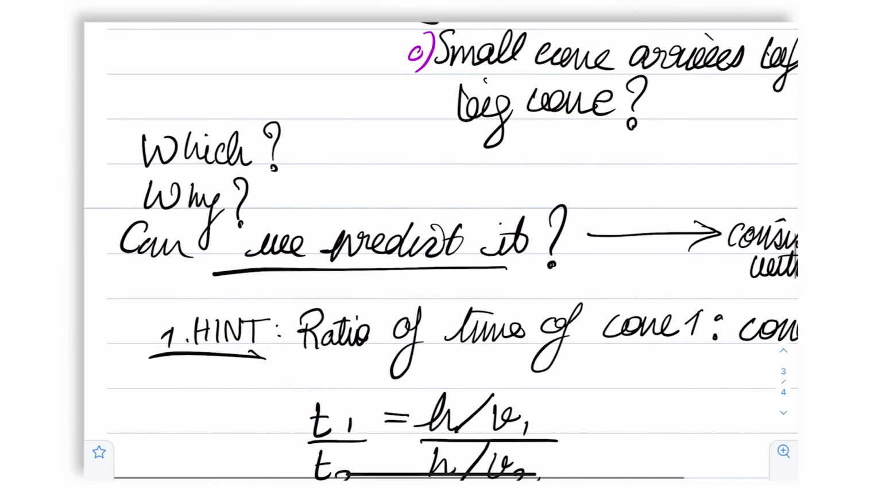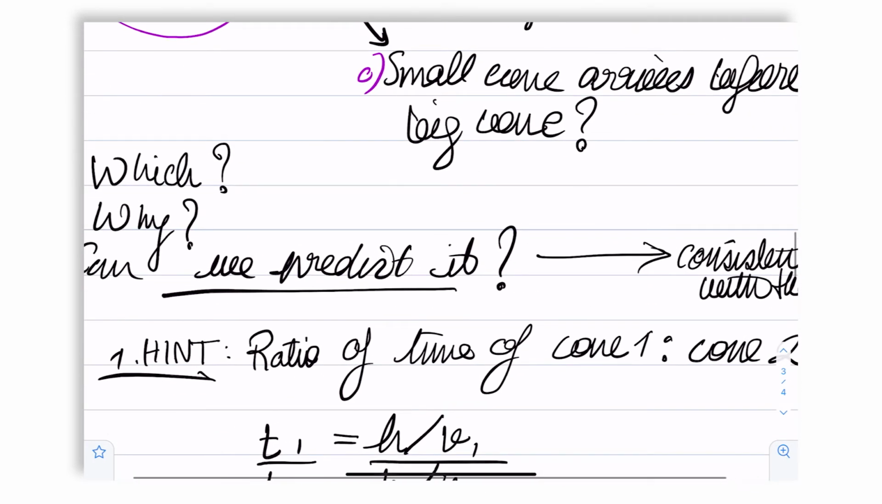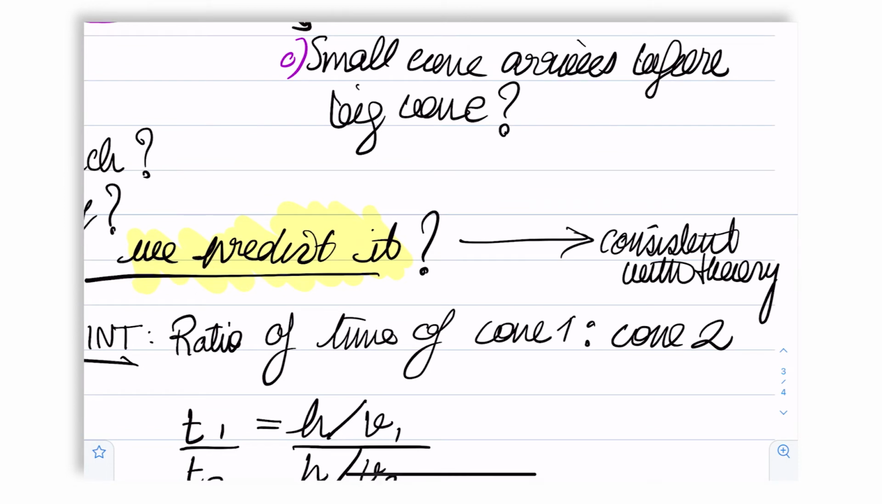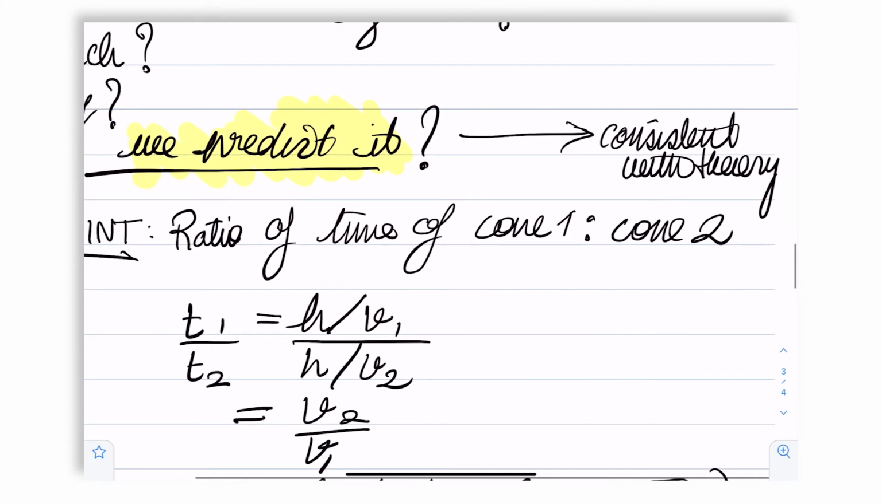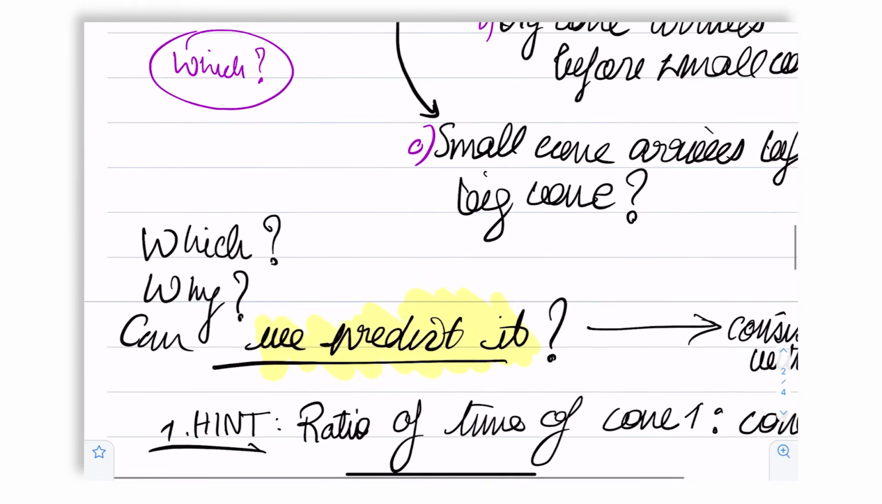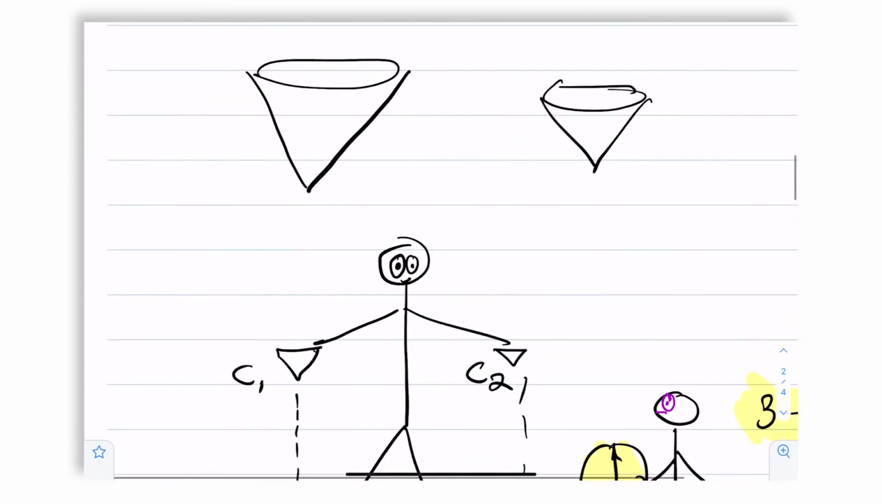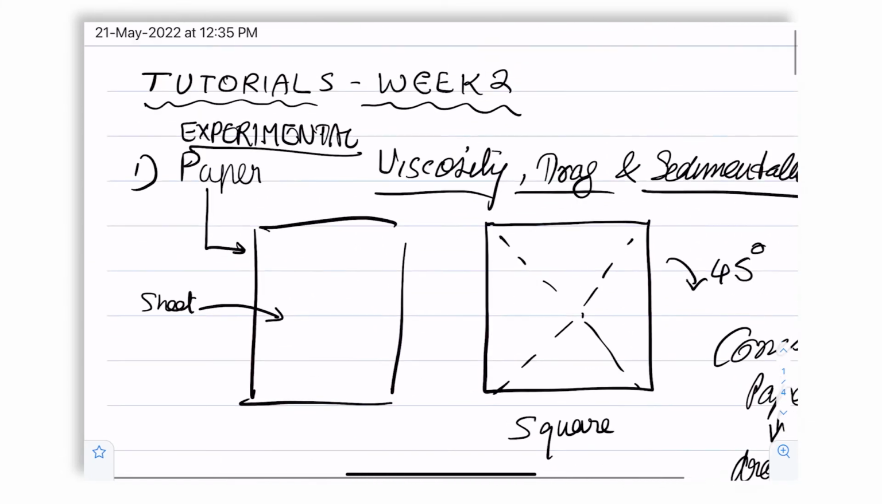There's a second part, which is, can we predict it? Can we tell beforehand what is going to happen? And this allows us to know whether the results we obtain are consistent with theory and whether we can get a handle on it. So just think about this. How are you going to tell whether the cone arrives at the same time or different times?